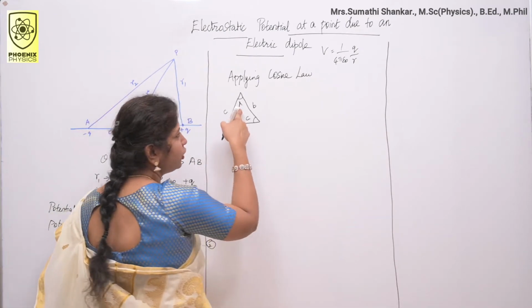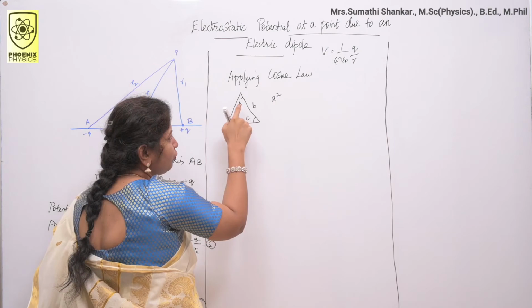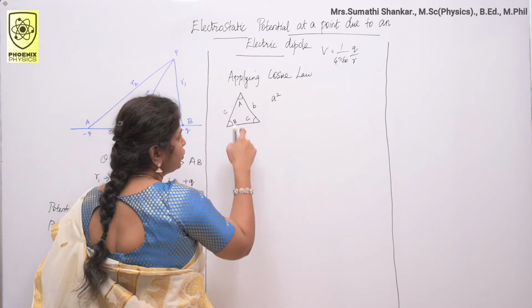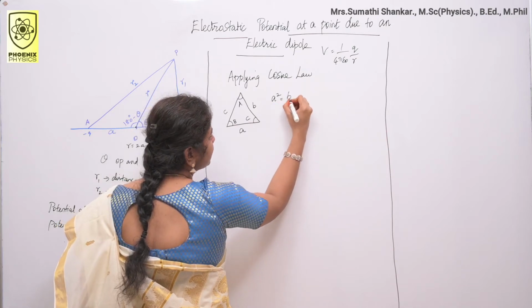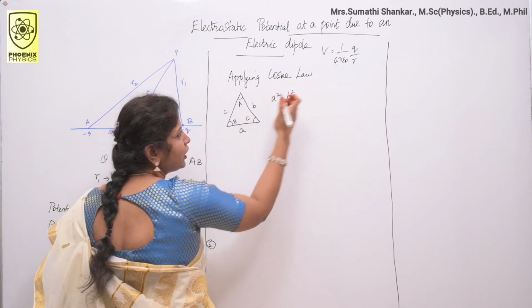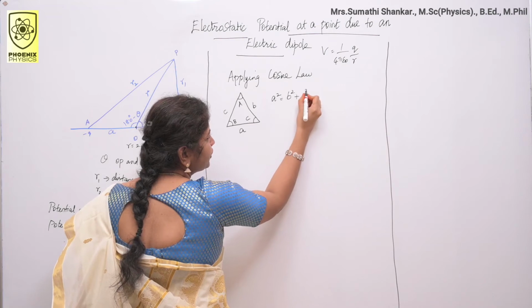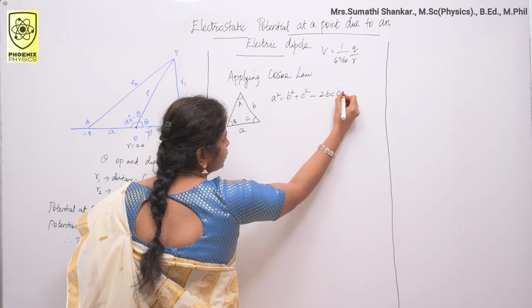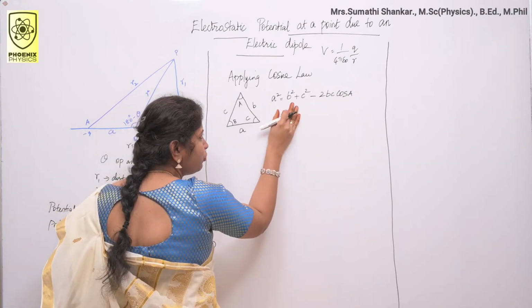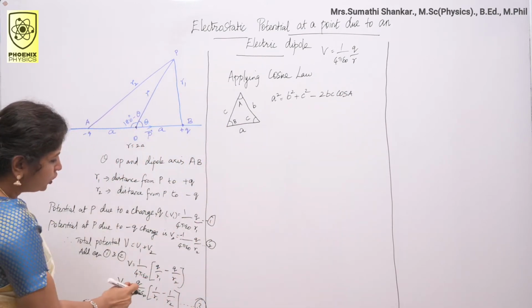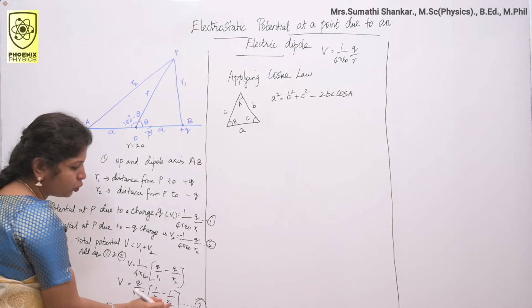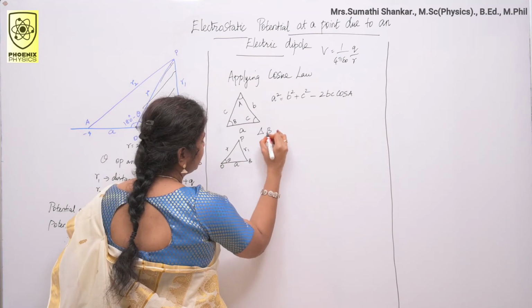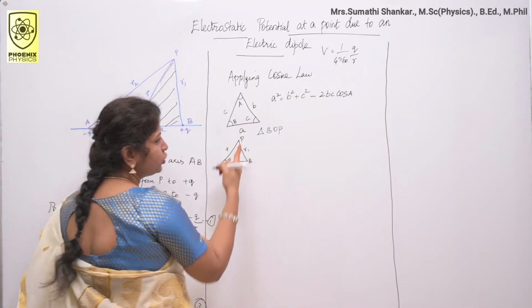For example, I am going to calculate angle A. For this angle A, side a is opposite. So, a square is equal to b square plus c square minus 2bc cos A, where b and c are the adjacent sides. I am going to use the same formula to find out the 1 by R1 term and the 1 by R2 term. Consider the triangle BOP.